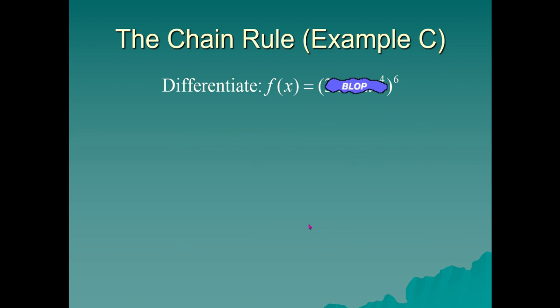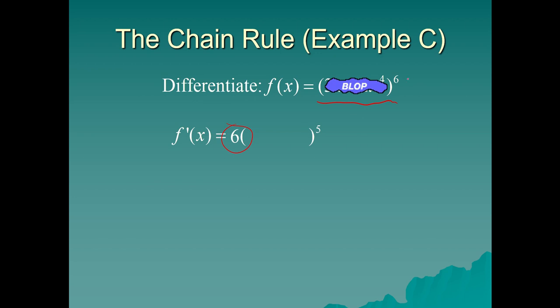So let's have our third example here. In the third example, the given is f of x equal to the quantity 3x minus 2x raised to the power of 4, quantity raised to the power of 6. We are still going to apply the chain rule, where f prime of x is simply equal to 6. 6 represents the value of n, applying the power rule.